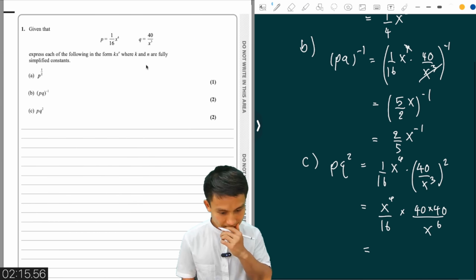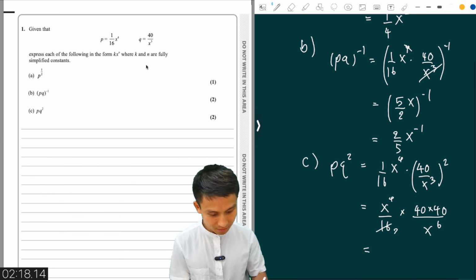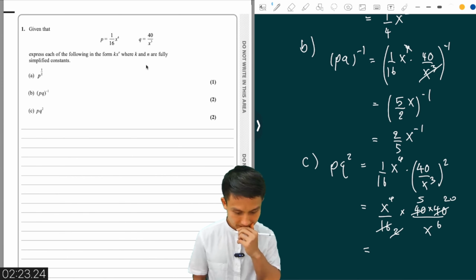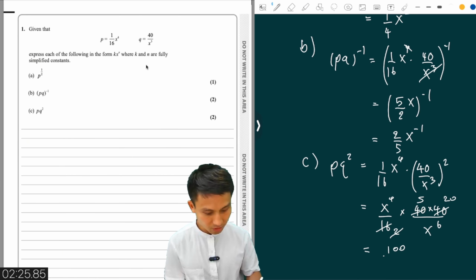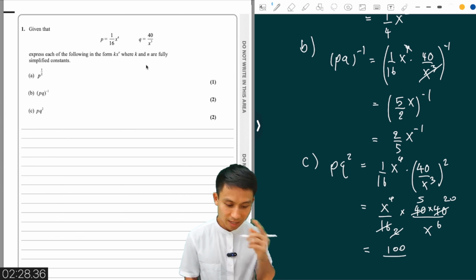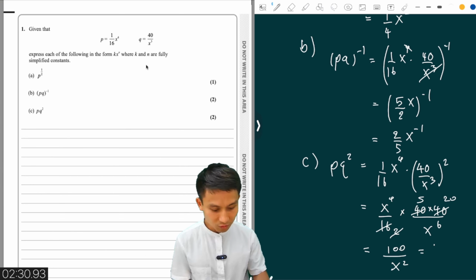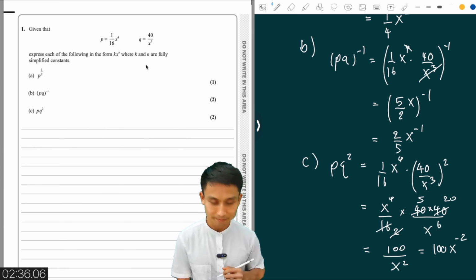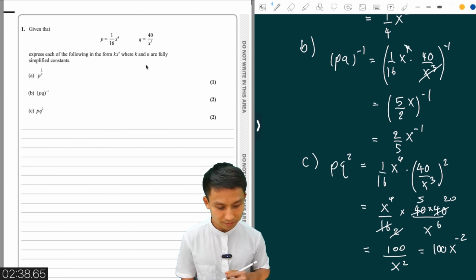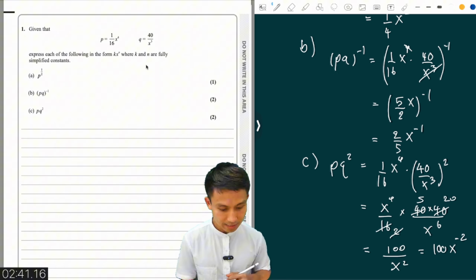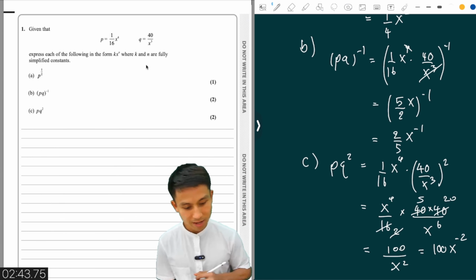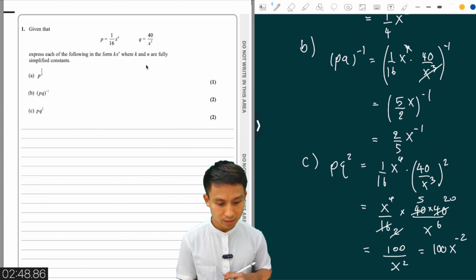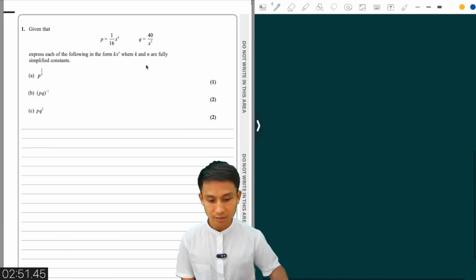And then we already know that the 40 and the 16 is like 2 and 5 here. And then the 2 also cancels the 40, 20, yeah? So that's just like 100 on top, and at the bottom we have x squared left. But then we should write 100 times x to the minus 2, because that's just to follow the format again. Now let me double check my work, right? Yeah, I think I'm gonna say I'm happy with that. Yeah, with all of that actually. Yeah, I'm fine. Let's do the next one.